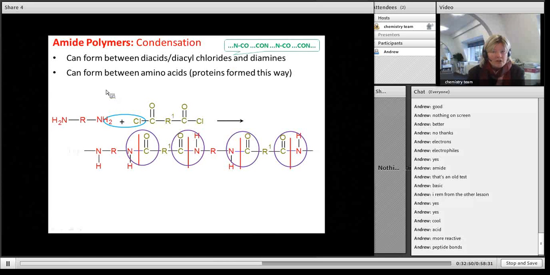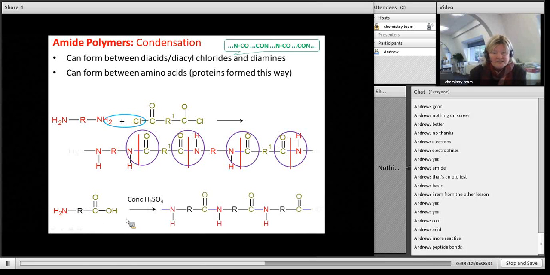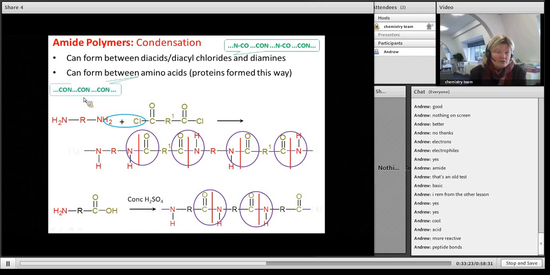If I've got an amino acid, so it's called an amino acid, I think it's quite obvious now because it's got an acid functional group as well as an amine functional group. And now I'm losing H2O because I haven't used an acyl chloride. I'm now using an OH. And can you see there's my peptide link? But if I break it, I've got CON, CON. It's not alternating. So that means I've got an amino acid being bonded together.